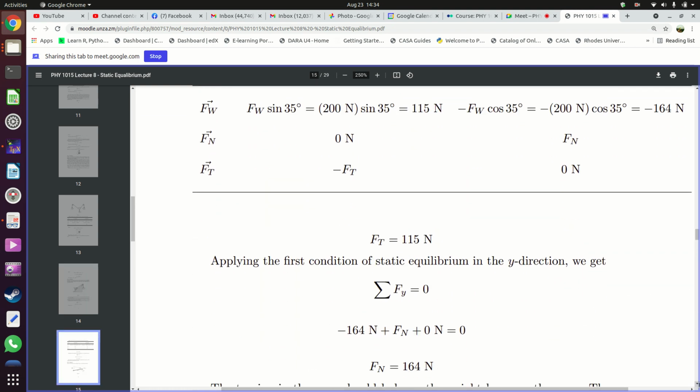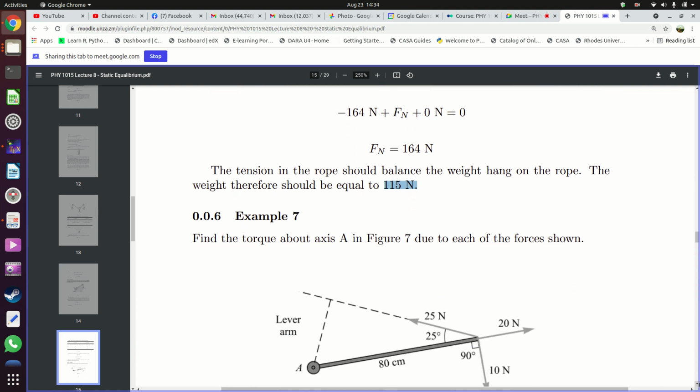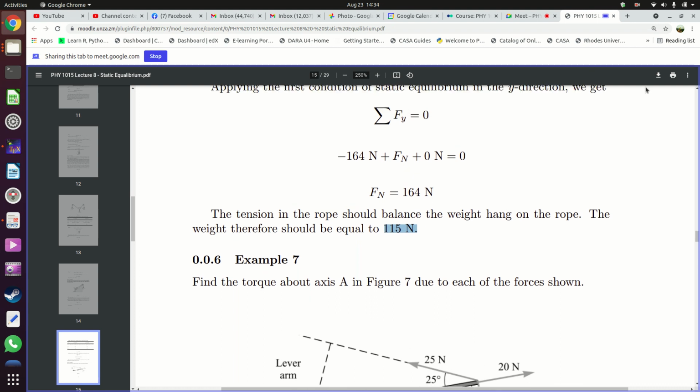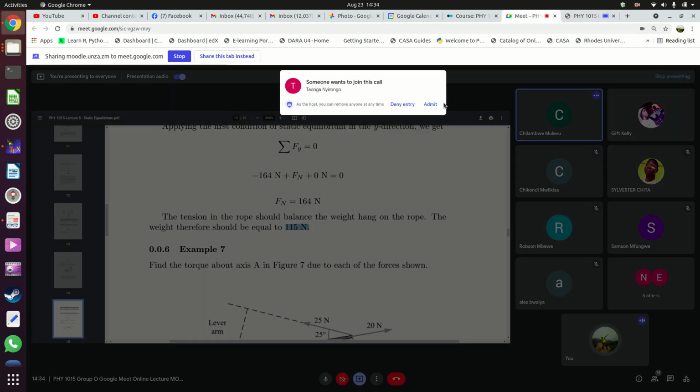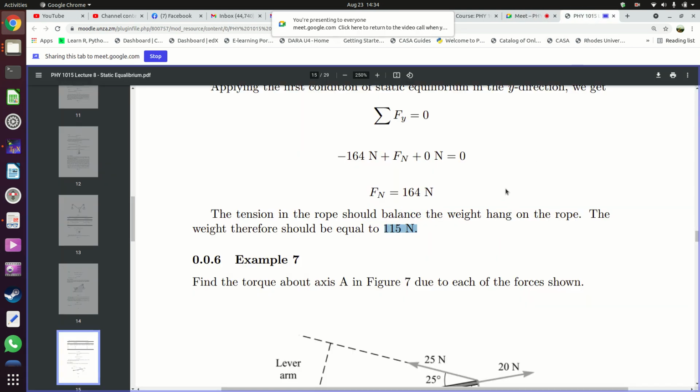Yes, sir. If tension 1 and tension 2 are the same, tensions are always the same, yes, sir. They're always the same, but they can point in different directions. Now, can we also say that the two masses are moving with the same acceleration? They are not moving. The question doesn't say they are moving. The question just says they are not moving.